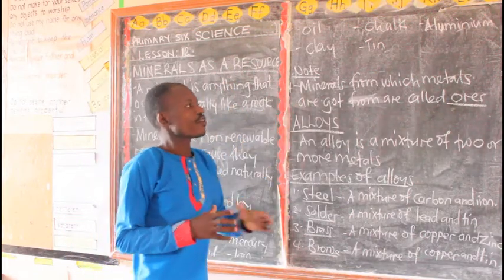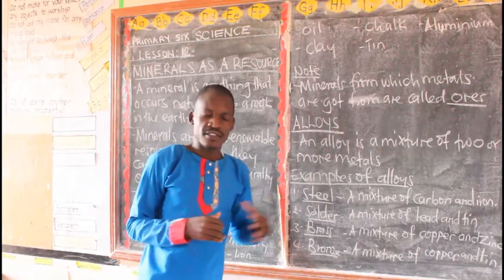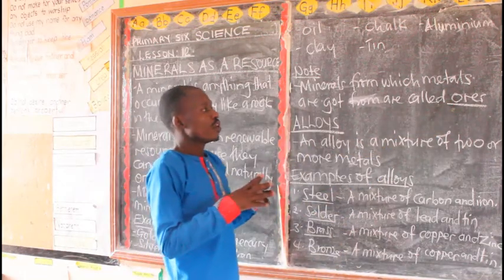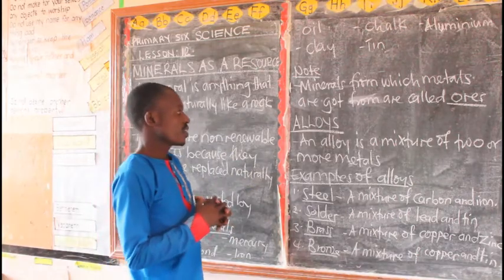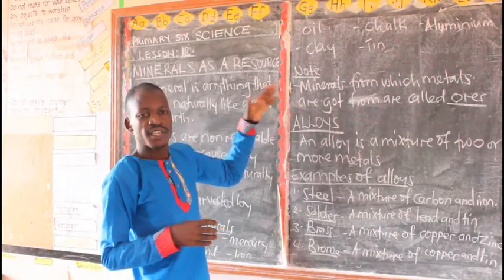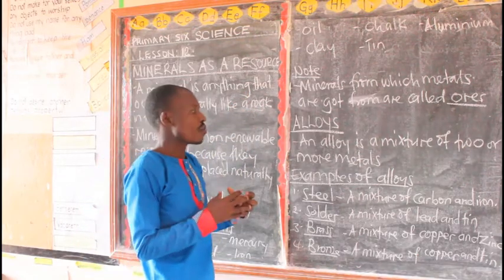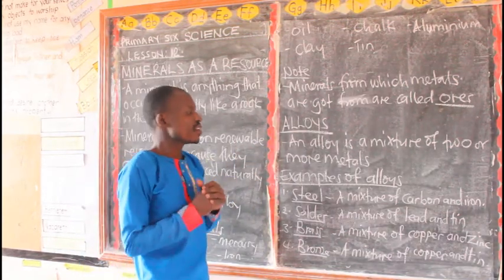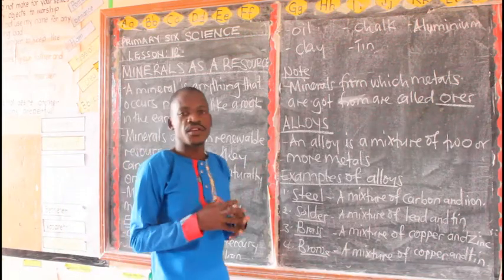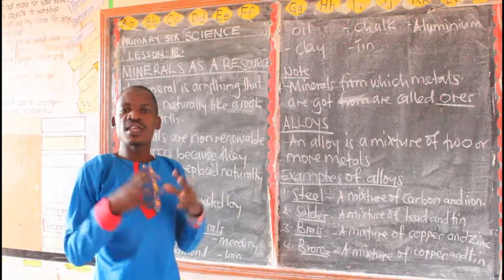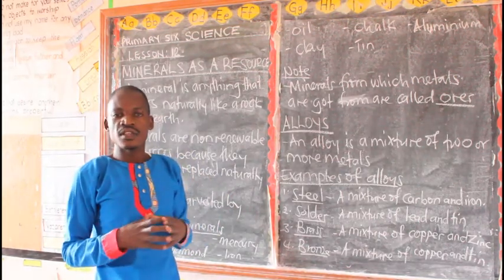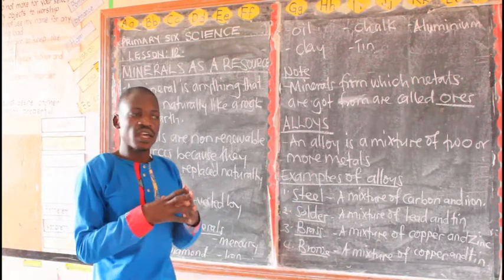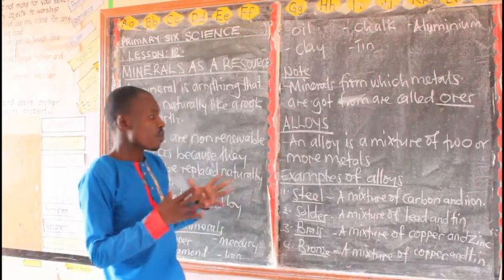Then note, minerals from which metals are got are called ores. So when we ask what is an ore, it is a mineral which is used for making metals. These metals can be mixed to form what we call an alloy. An alloy is a mixture of two or more metals. When you get different metals and you mix them together, you form an alloy.